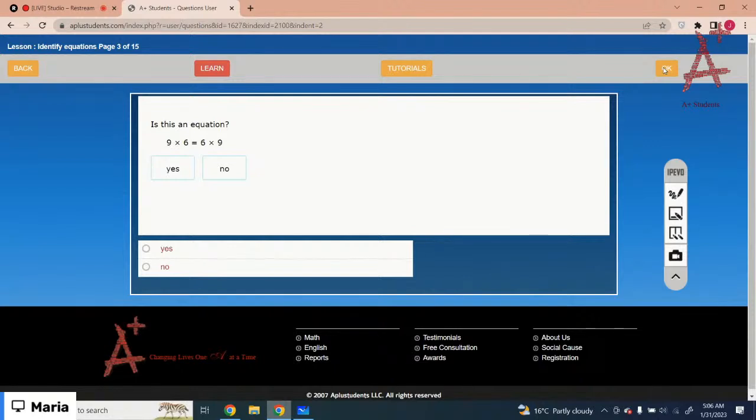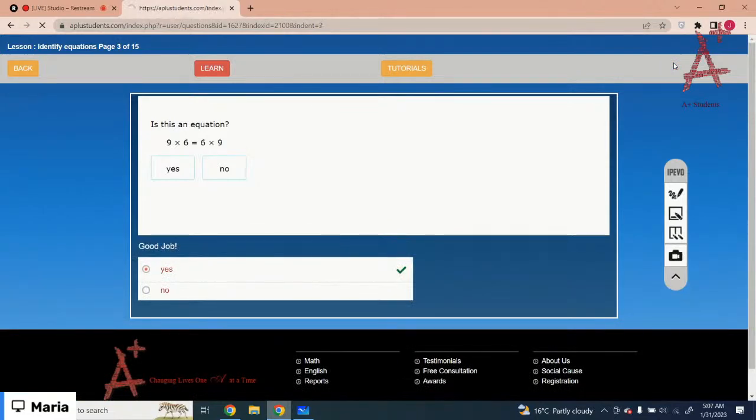The next one, is this an equation? 9 times 6 equals 6 times 9? Which is the correct option? Yes or no? Yes, it is an equation. Like I said, on both sides of the equality you have a mathematical expression, and you can evaluate the expression. Got it? So the correct option is yes. On both sides you have 9 times 6, that equals 54. So yes, this is an equation. Got it?